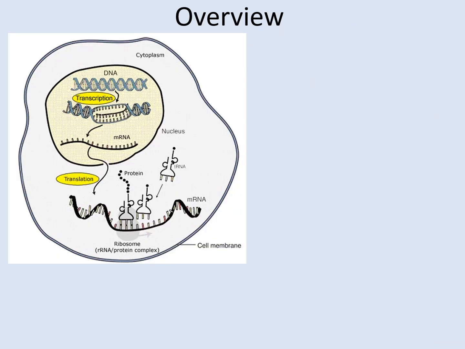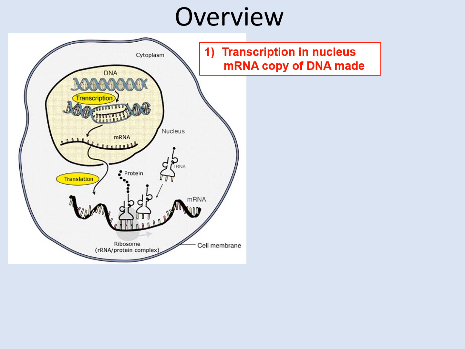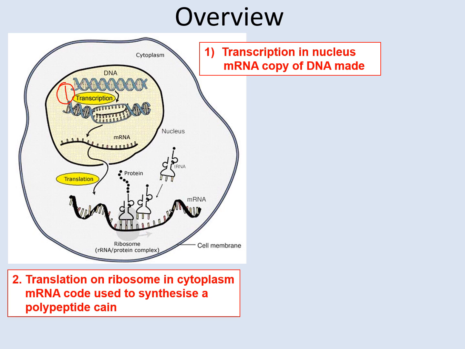Okay, and this is a little overview of protein synthesis. So there are 2 key parts of protein synthesis. The first part is transcription, and that, as you can see, takes place in the nucleus, so that's here. And the second part is translation, and that takes place outside in the cytoplasm on ribosomes. Okay, and these ribosomes can actually also be located on the rough endoplasmic reticulum. Okay, and you can see a ribosome here in grey.